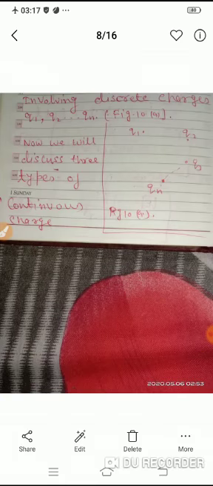So far we have discussed the charge configuration involving discrete charges q1, q2, qn. In the next page I will tell you everything. This is the next page of this video, involving discrete charge. I told you earlier, this is the figure, with q1, q2, q3 and qn.